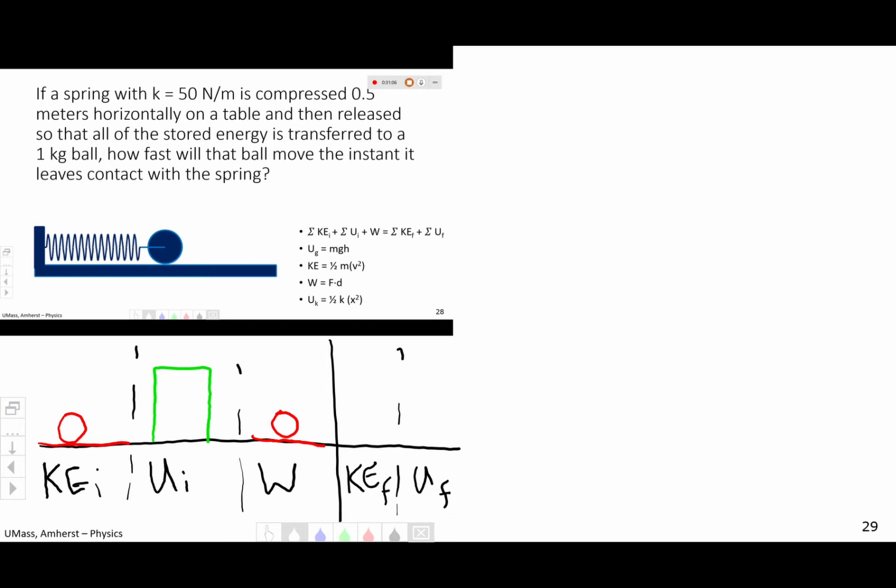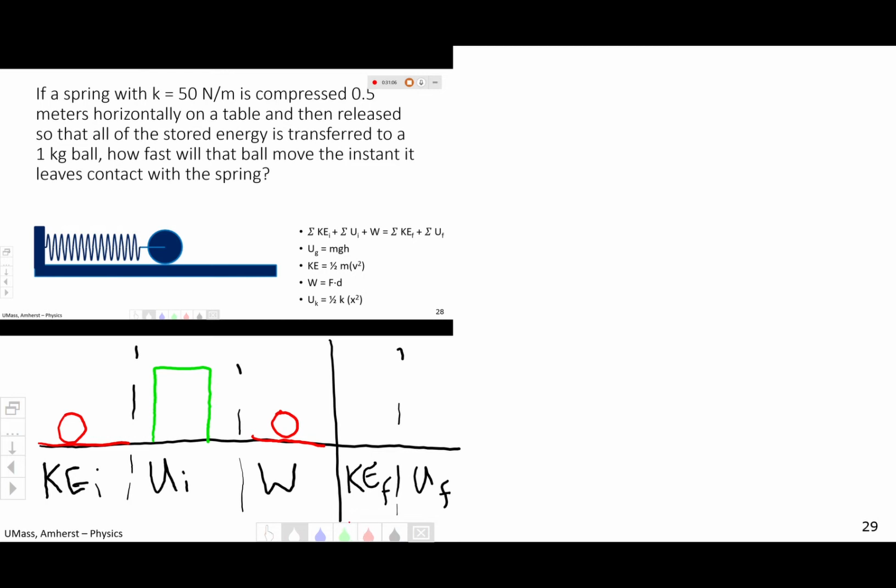What you might think is, well, the spring is doing work. It's applying a force to the ball over a distance. Yes, it is. However, we have already accounted for that energy with the spring potential energy. The amount of spring potential energy that the spring holds will be exactly equal to the work that it does. So we're going to account for that energy in terms of spring potential instead of counting it as work.